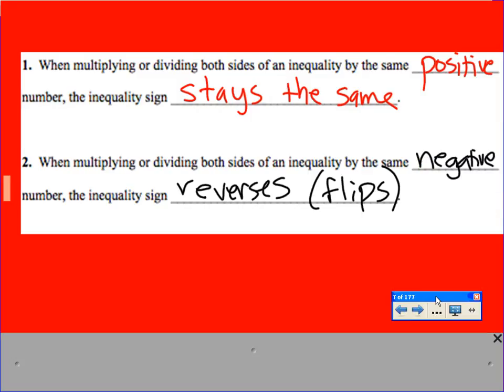So when you're multiplying or dividing both sides of an inequality by the same negative number, the inequality sign reverses, or it's flipped. However you want to say it. I say flipped a lot. So it means it would actually flip around, only if you multiply or divide both sides of an inequality by a negative. It's the only case that happens. Questions on those rules? Okay, let's just do the next page and then we'll stop for today.